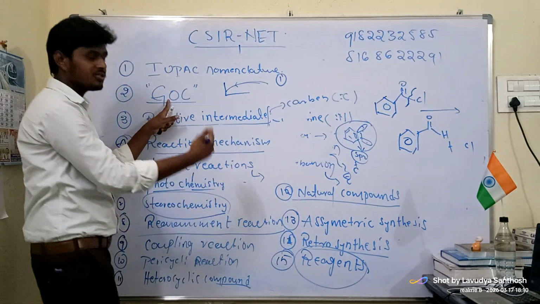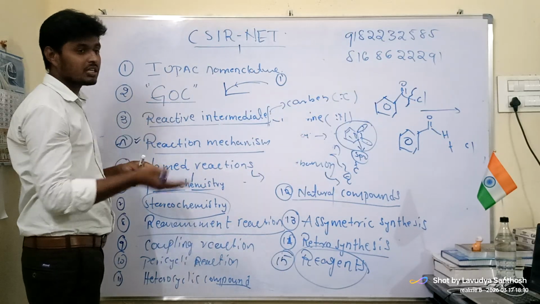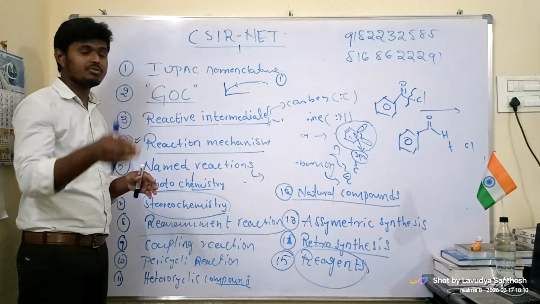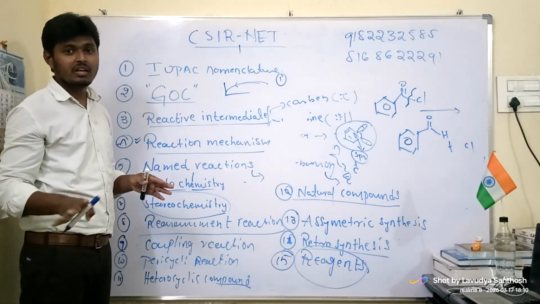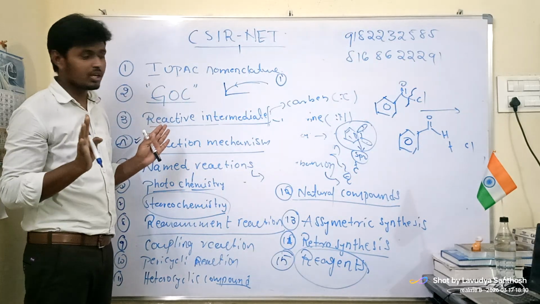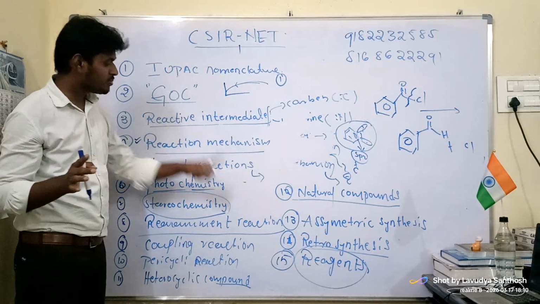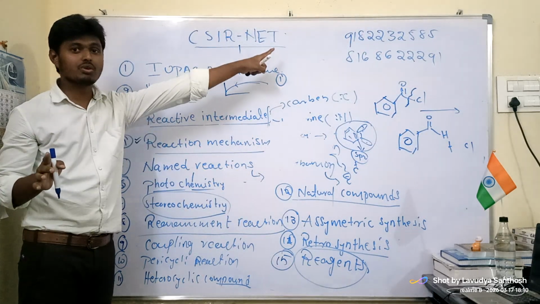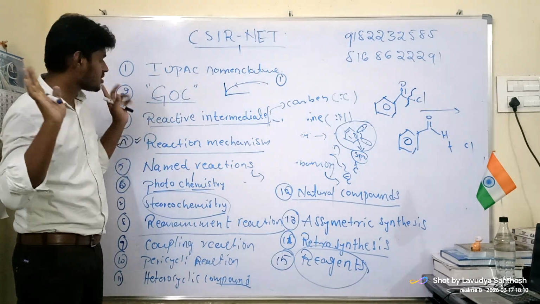For example, if he is giving benzoic acid, then you give NaCl, and NaOH plus acetic acid, then what is the product? That is what you have to do. GOC plus reagents, if you know, you will be scoring good marks. Half of your chemistry is completed.